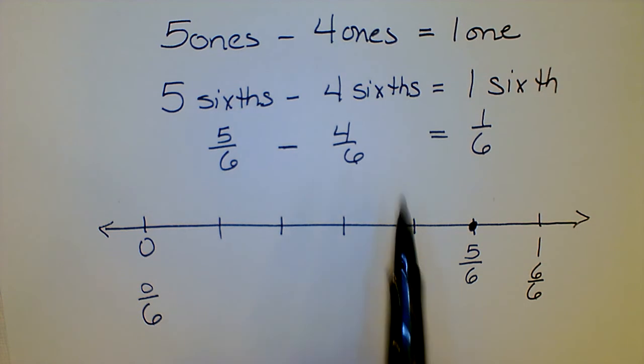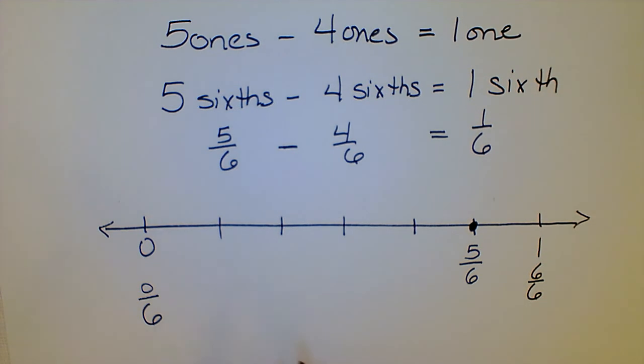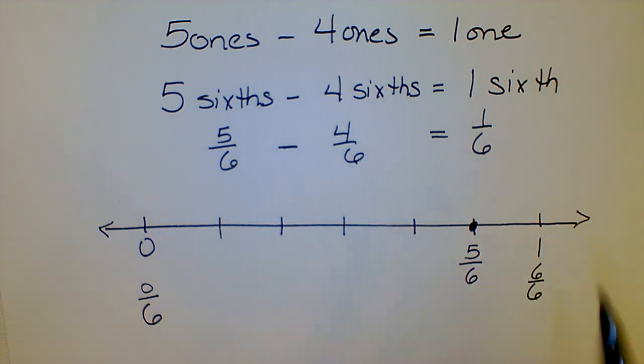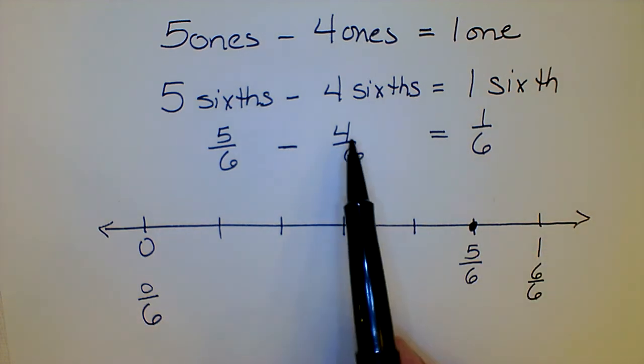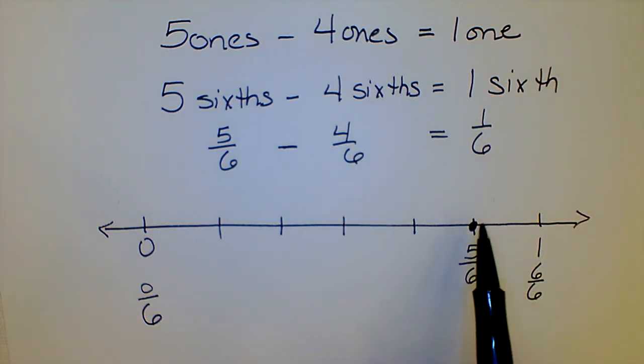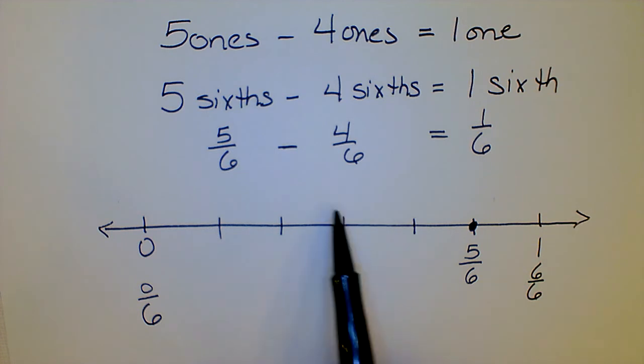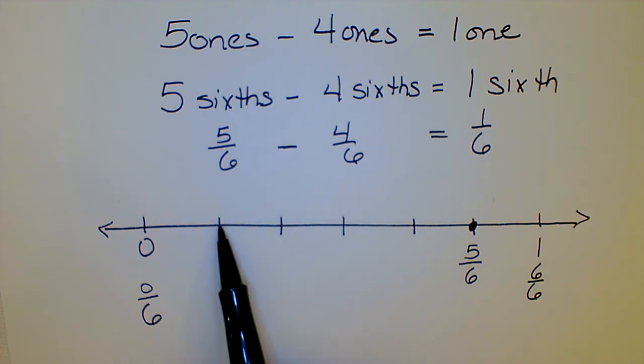Now what we want to do is subtract 4 sixths. Some people like to count backwards, like 4, 3, 2, 1. But my preference is that I like to count the 4 sixths. I want to show that I'm going to the left. When we subtract, we go to the left on the number line. I like to count all the sixths going up. So I went back 1 sixth, 2 sixths, 3 sixths, 4 sixths.